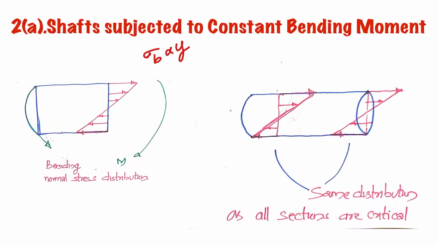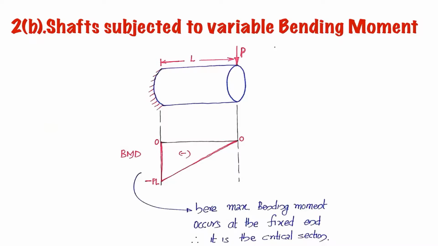Now you have the same distribution at all cross sections, because for a shaft subjected to constant bending moment, all cross sections are critical. So you can have the same distribution at all locations. Next you will take the case of a shaft subjected to variable bending moment. In this case you first have to identify the critical cross section where the maximum load is acting.